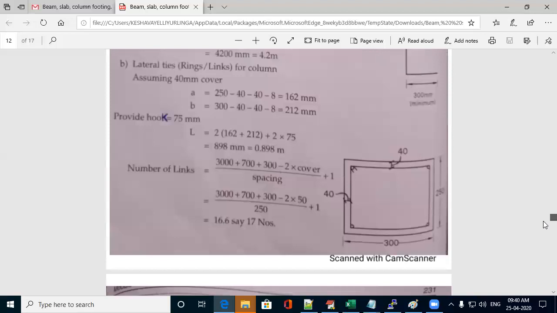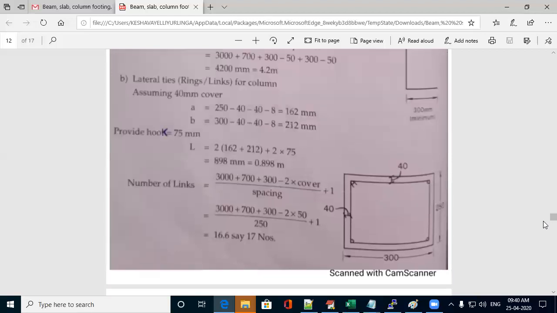Now you need to find the details of the lateral ties. First, let us find the length of each lateral tie. You can use the formula L is equal to 2 times (A plus B) plus 24 times the diameter of the stirrups. This is nothing but the calculation of stirrups. Here they have taken the hook length as 75 mm. Here the hook is nothing but this link. Instead of this, you can also use the formula L equal to 2 times (A plus B) plus 24 times the diameter of the stirrup.